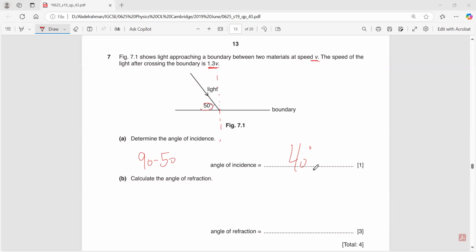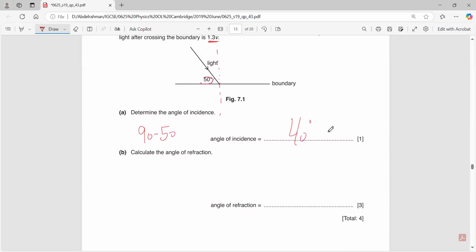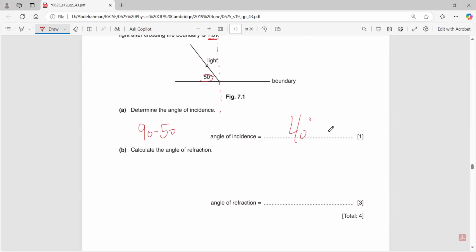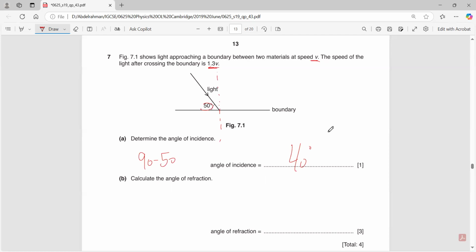Can I find the angle of refraction, which might be a bit tricky? To find the angle of refraction, you need to find the refractive index. How can I find the refractive index? It would be the speed of light in air over the speed of the light in the medium.